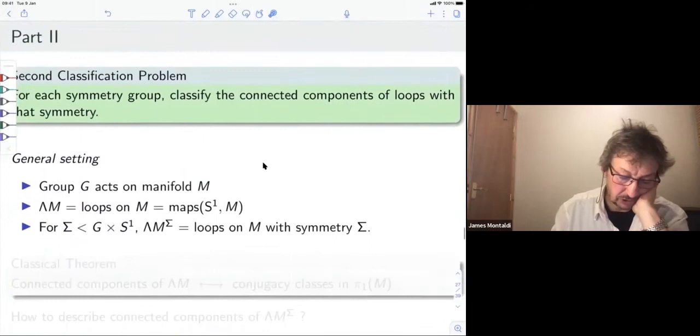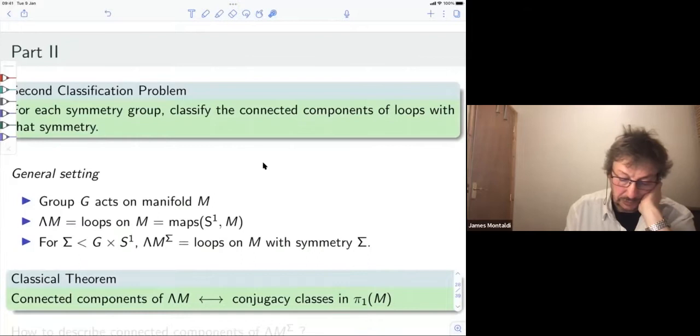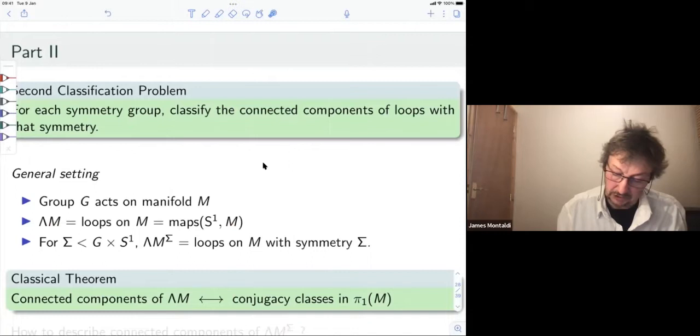So the general story is we've got a group acting on a manifold. We've got a set of loops, which are maps from S1 into M. If we take maps from S1 into M, we've got a given action of the group on M, and we've got an action of S1 on S1, just rotation of the circle. And so for any group sigma in G cross S1 that acts on this space of loops, we've got all the loops in M with symmetry sigma.